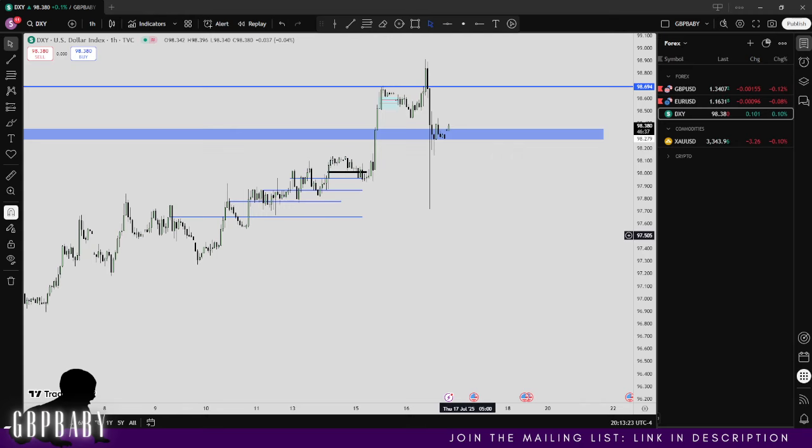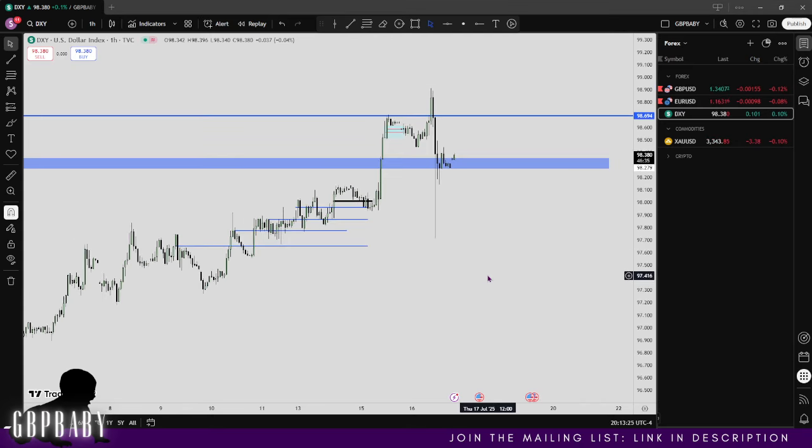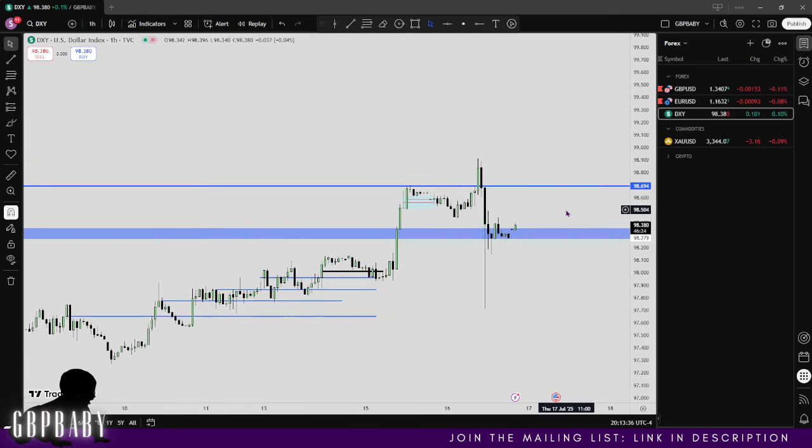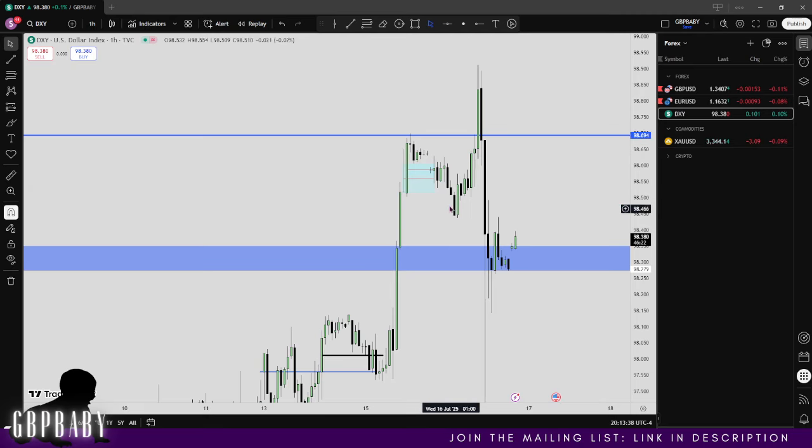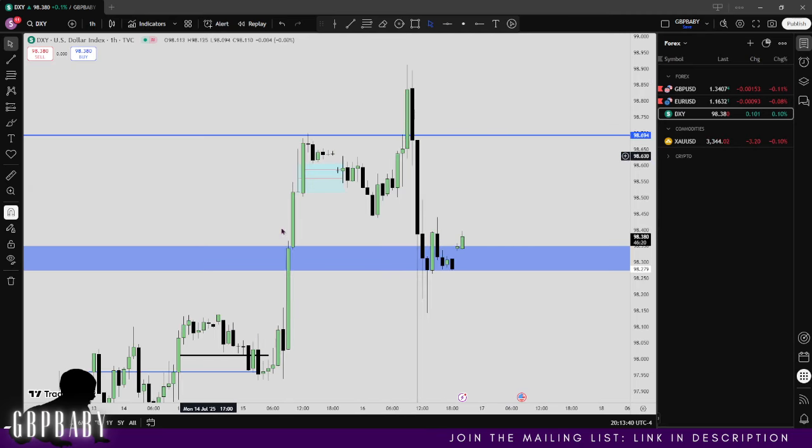So it looks like we had CPI today. I did completely forget to check the economic calendar this week, but you can see that price ran right above our target from earlier in the week, and then we had a large reversal on the back of it. Now what we do have right here is a breaker, which I'm going to be drawing our attention to. So this is the hourly right now.